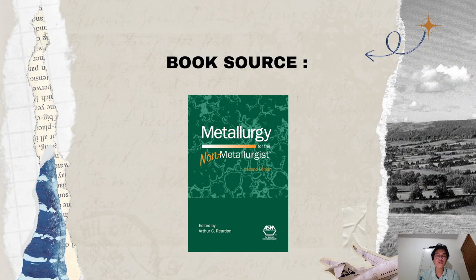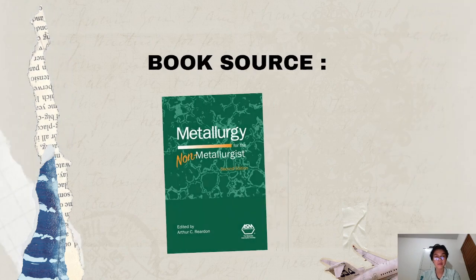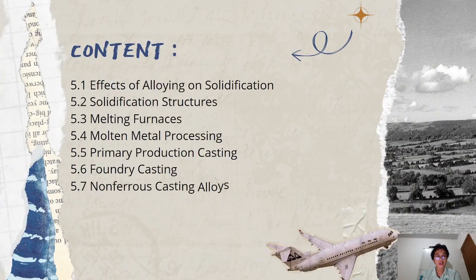My presentation's source is the book Metallurgy for the Non-Metallurgist, second edition, by Arthur C. Riordan. The contents are: 5.1 effect of alloying on solidification, 5.2 solidification structure, 5.3 melting furnace, 5.4 molten metal processing, 5.5 primary production casting, 5.6 foundry casting, 5.7 non-ferrous casting alloys, and 5.8 powder metallurgy.